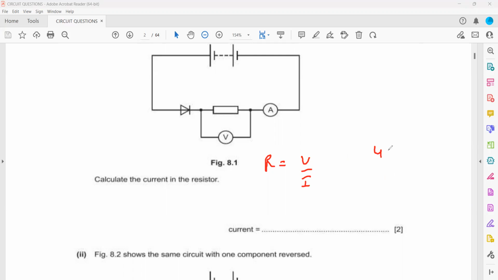Resistance is equal to 4. Voltage is 3 and I. This is divided, so on the other side it will be multiplied. So 4I is equal to 3, or I is equal to 3 by 4. So 3 by 4 is equal to 0.75. And the unit of the current is ampere, so we write A.